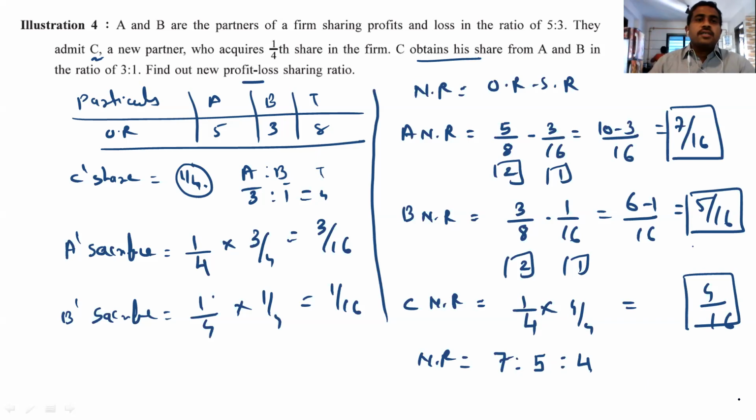So revise it, illustrations 1 to 4. Then it will give a clear idea too. Whenever the ratio is given, multiply it, and then we get the sacrifice. Then we have to deduct. If directly the fraction is given, we can deduct it. If nothing is given, let the profit of the share be 1. Okay. Thank you.